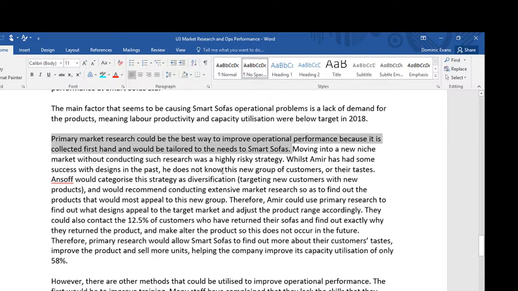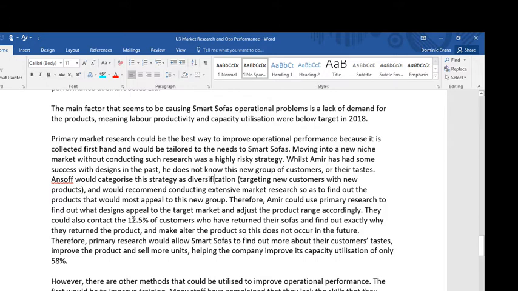Okay, so that's my chain of analysis basically, looking at why it's risky to start targeting a new set of customers, high income ones, without finding out information about them. Okay, they could also, so this is a connective that says that I'm moving on to another point.